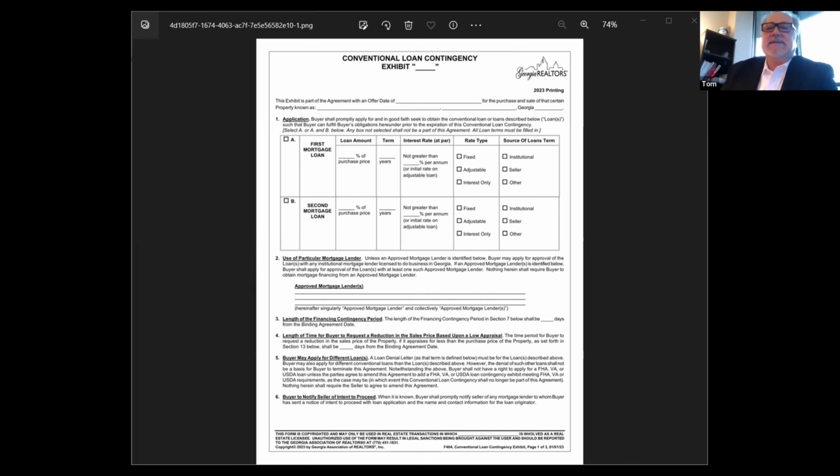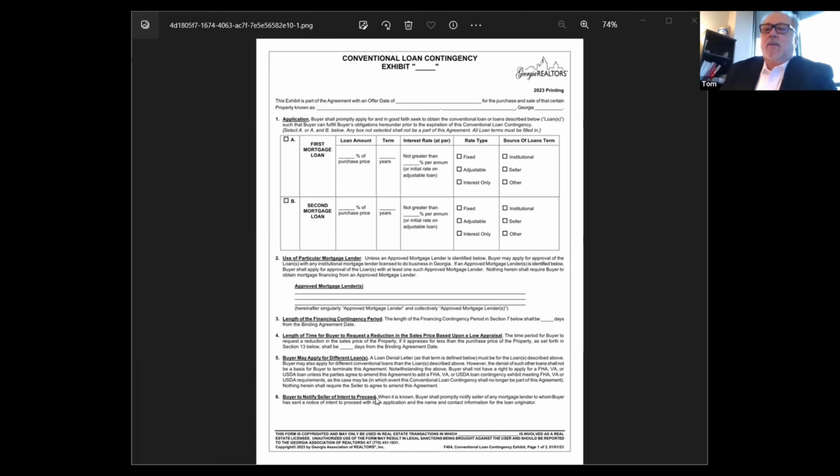All right, so as you know, we had a few tweaks to some of the GAR forms this year, and this is something that I want you all to take note of for best practices moving forward on any of your finance exhibits. And it's a new paragraph, number 6 at the bottom of this form, buyer to notify seller of intent to proceed. So how many of you guys currently are doing that? I take by your silence that no one is.